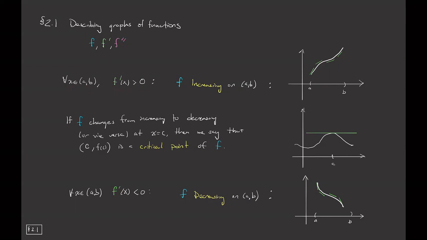So f prime is exactly the slope of the tangent line. I should say, that's not completely true. I should say f prime at, let's see, what should we use? How about c?